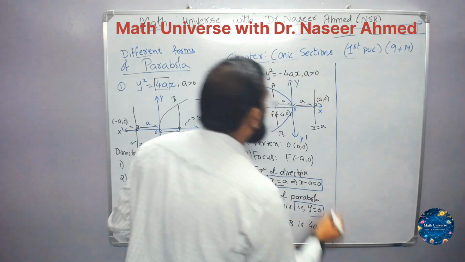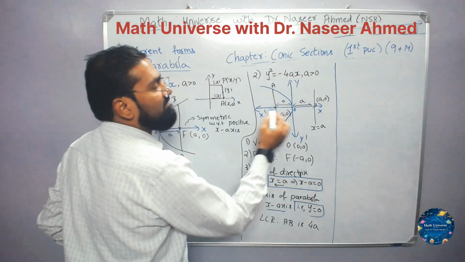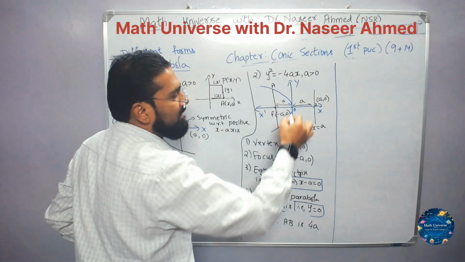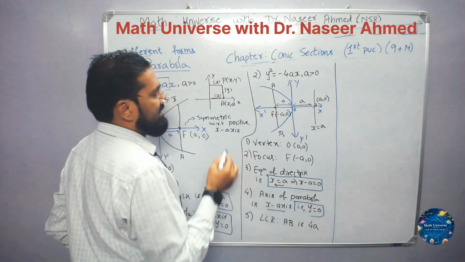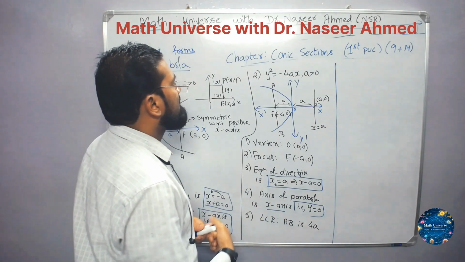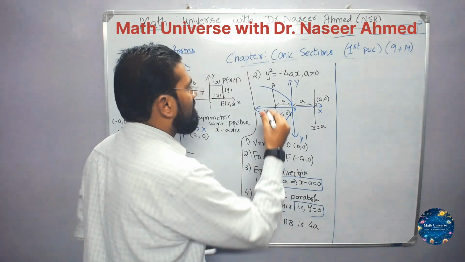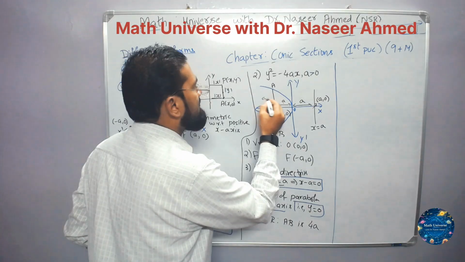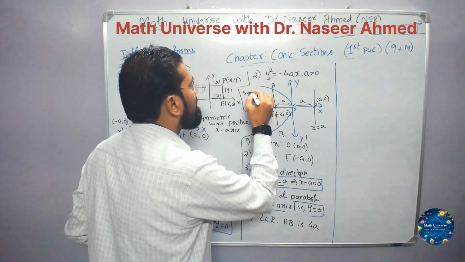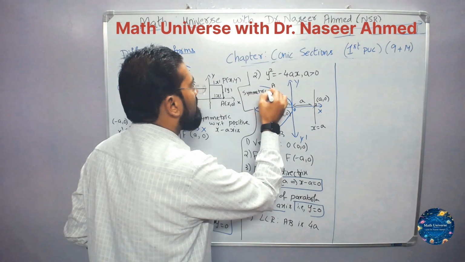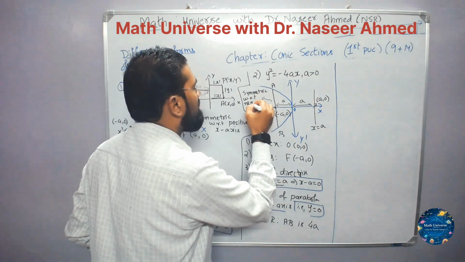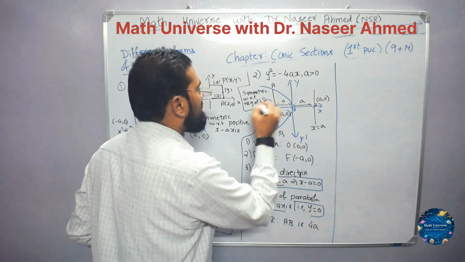And again, for this parabola, the negative part of the x-axis is the axis of symmetry. I can say the parabola is symmetric about the negative part of the x-axis. Here it was the positive part, here it is the negative part. Let us mention that this entire region is symmetric with respect to the negative x-axis.